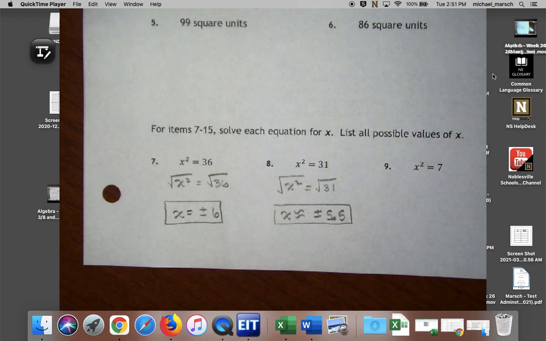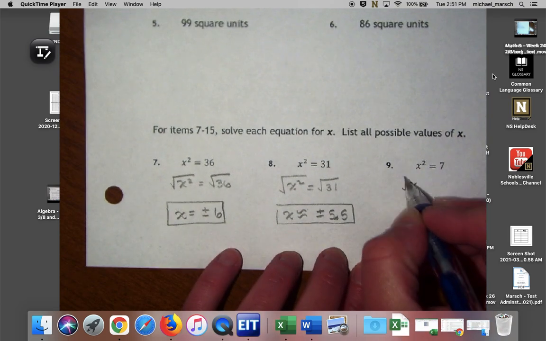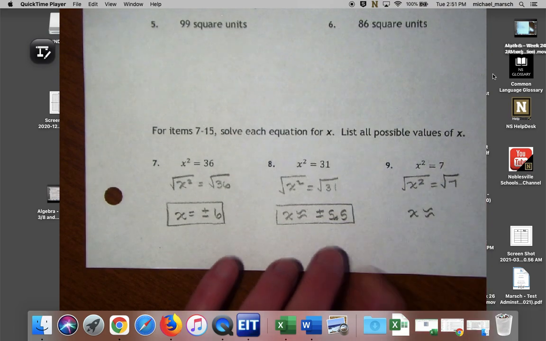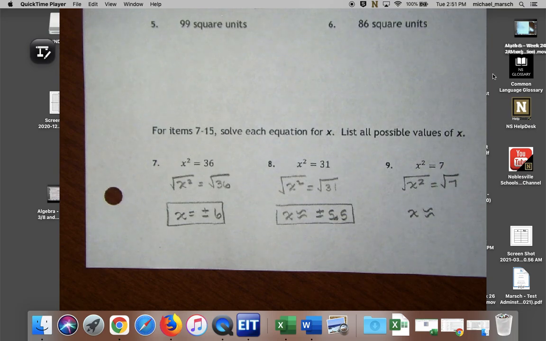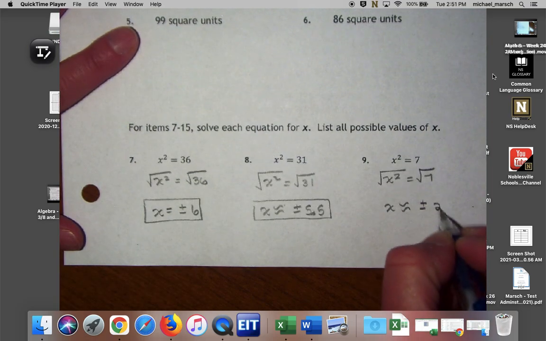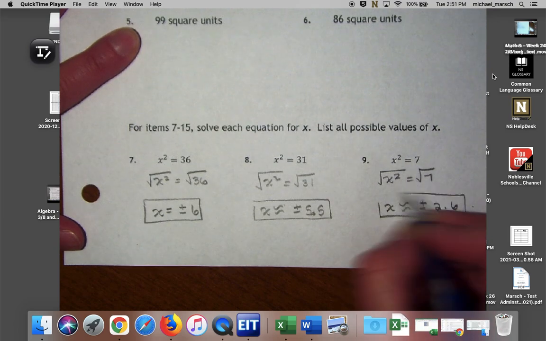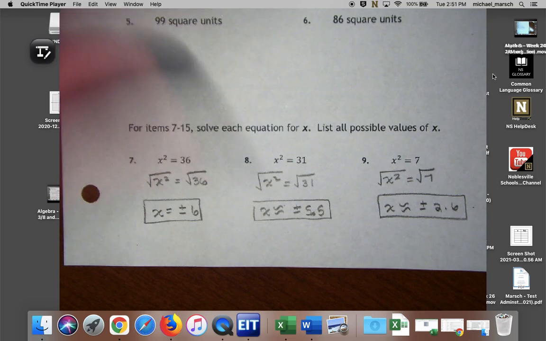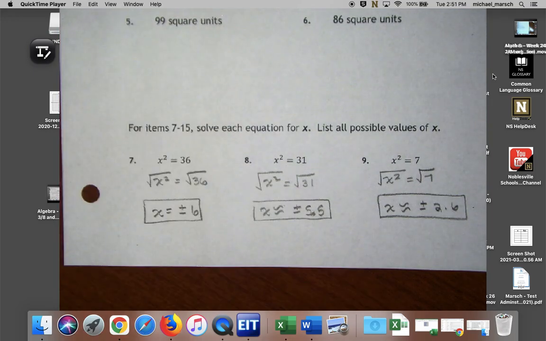There you go. All right, so for number 9, square root of x squared equals square root of 7. So x will be about what? JD. 2.6. Positive or negative? Positive or negative 2.6. Great. So we have to write the symbol in, unless it has to do with a story or something. Then you maybe can't have a negative value for that.